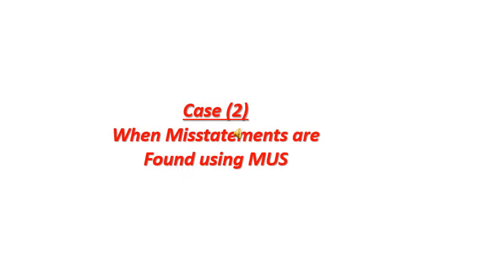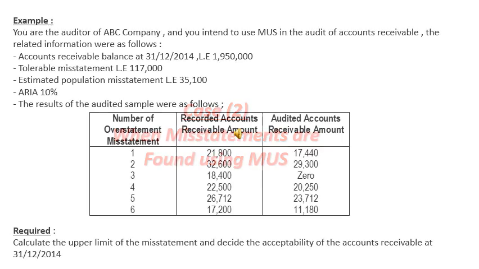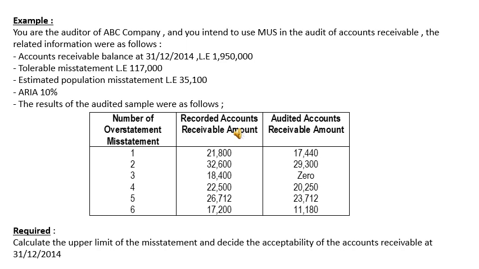2. When misstatements are found using MUS. Example: consider you are the auditor of APC company and you intend to use MUS in the audit of accounts receivable. The related information: number 1, accounts receivable balance at December 31, 2014, 1,950,000. Number 2, tolerable misstatement, 117,000. Number 3, estimated population misstatement, 35,100. ARIA, 10%. The results of sampling and audit are reflected in the next table. You are required to calculate the upper limit of misstatements and decide the acceptability of the accounts receivable at the end of 2014.